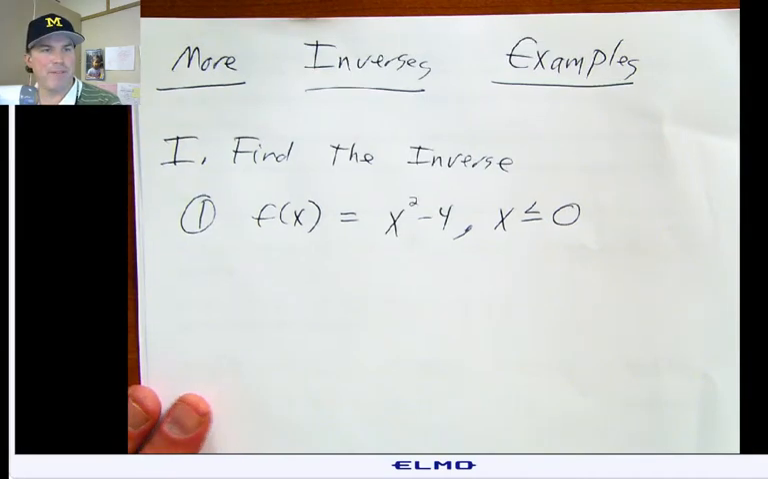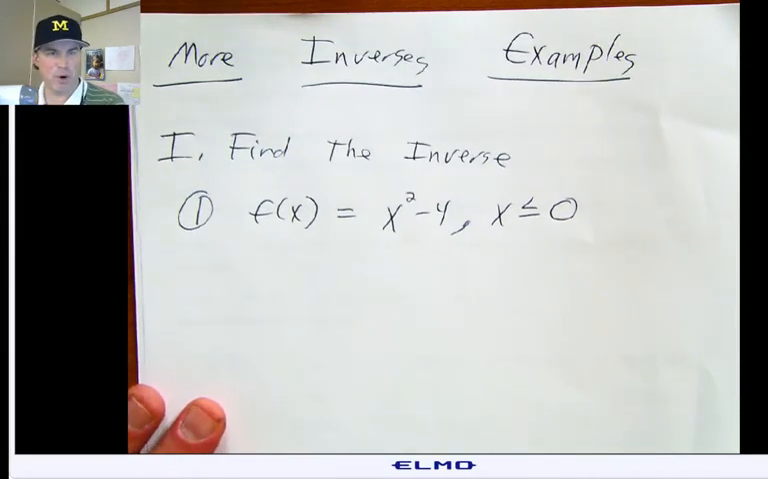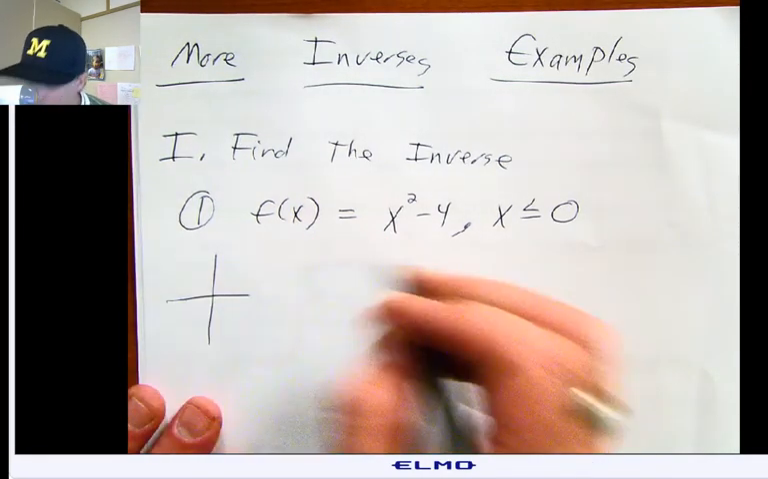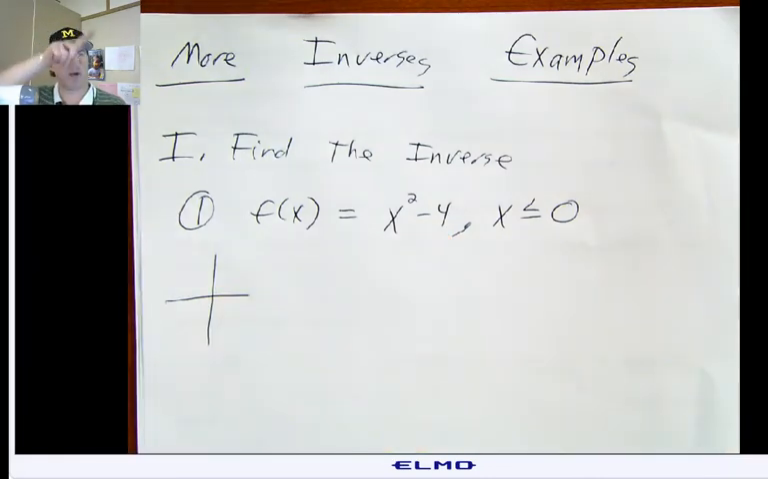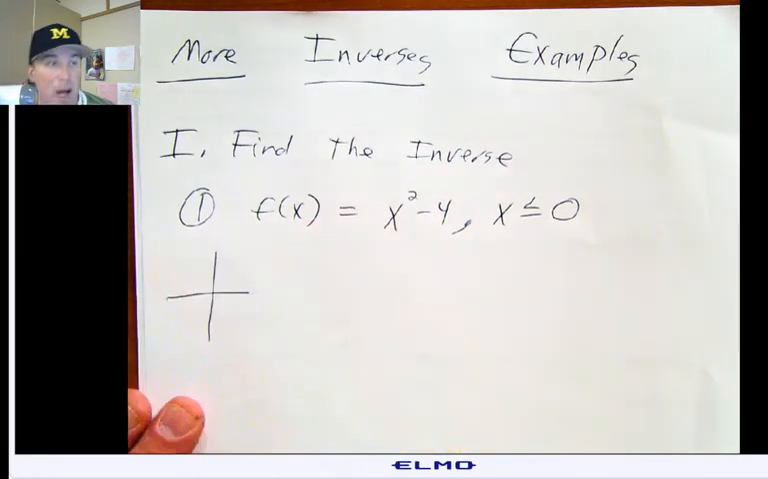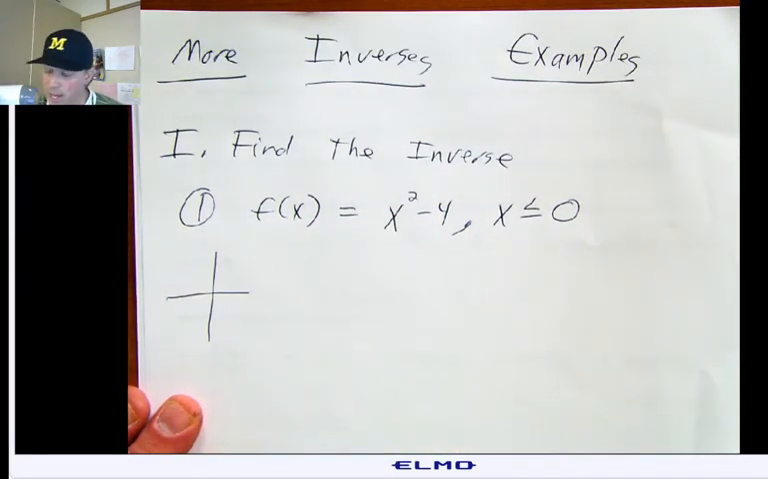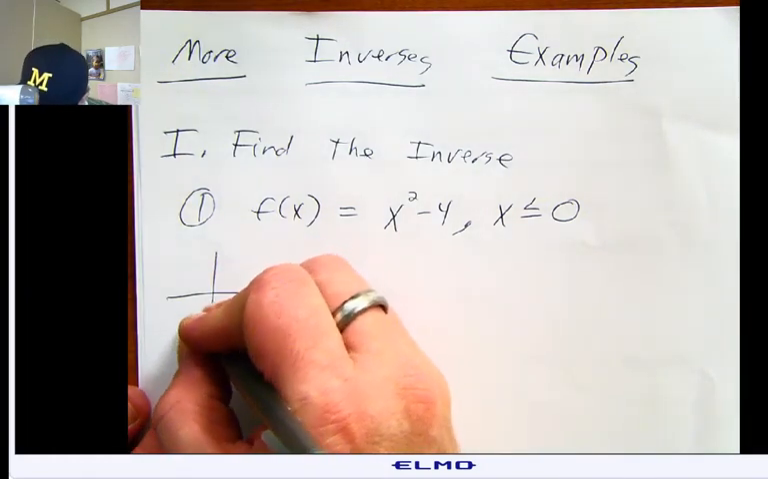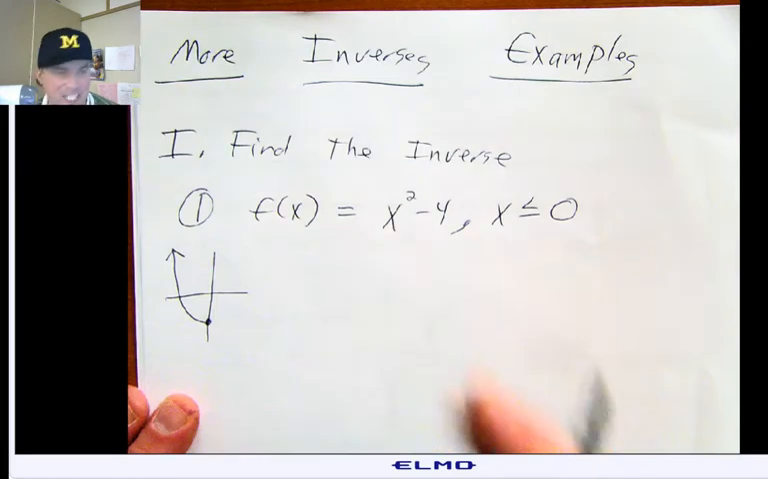So example 1, I have f of x equals x squared minus 4 with x less than or equal to 0. If you think about this graph, y equals x squared minus 4, that is a y equals x squared graph that has a vertical shift of down 4 and would normally look like a U. But that would fail the horizontal line test and would not actually have an inverse. So for this, we're only going to graph the negative side of it.